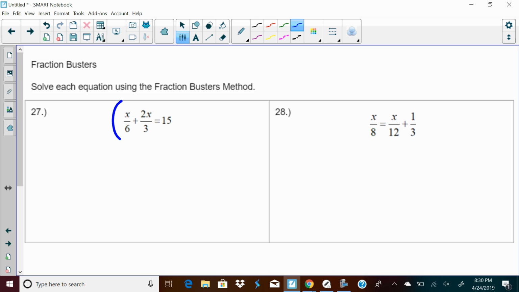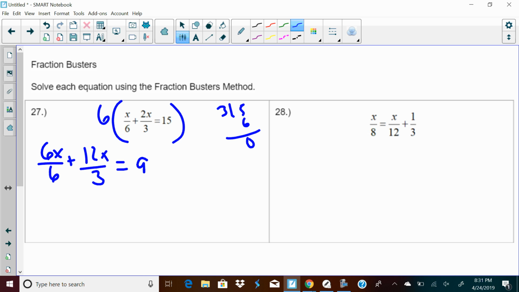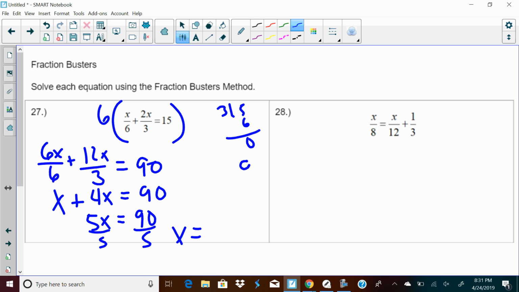Okay. Problem 27, we're going to use fraction busters. So common denominator is 6. We're going to get 6x divided by 6 plus 12x divided by 3 equals 6 times 15, which is 90. So this is x plus 4x equals 90. 5x is 90, divide by 5. So x is going to equal 90 divided by 5, 18.